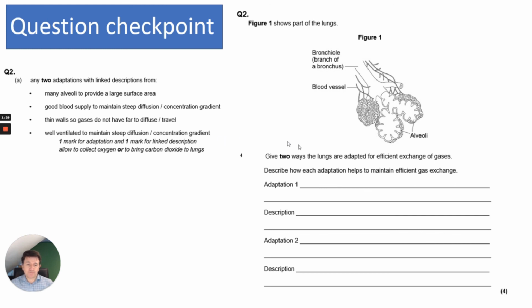You only need 2 of those examples, but it's important you write down the adaptations. So in other words, the structure or the fact that it's a thin wall or good blood supply, many alveoli or well ventilated, and then the description.